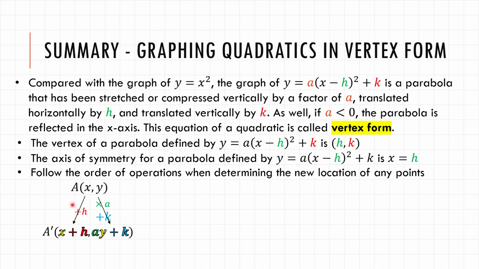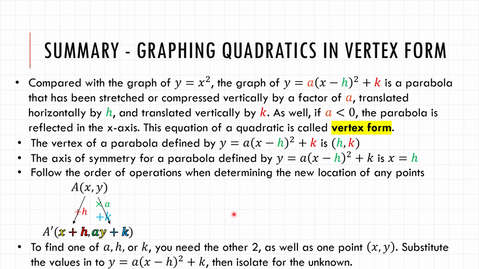Now, if you want to go backwards, of course, this is also possible. Because you know exactly where the vertex is going to be, or if you can find that out, you can always put that in right here. If you know one other point, if you know x and y, you can just solve for the one unknown variable. And in fact, this is sort of true in any equation, right? If you want to try and find either a or h or k, you will need the other two.